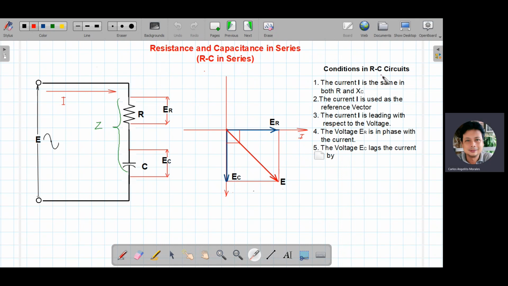So ano-ano ba ang condition sa RC circuit? Yung current I is the same in both R and XC. The current I is used as the reference vector. Ito yung reference vector. The current I is leading with respect to the voltage. The voltage ER is in phase with the current. The voltage EC lags the current by 90 degrees, no?